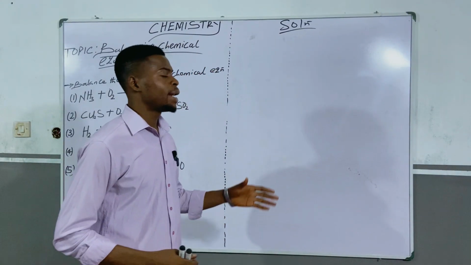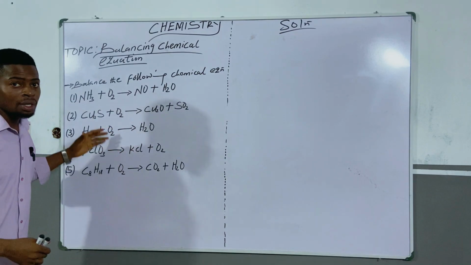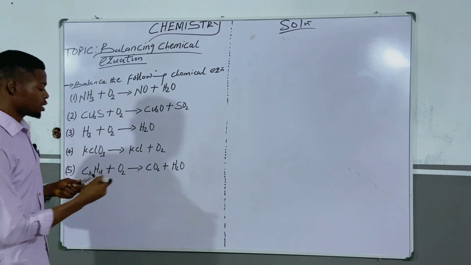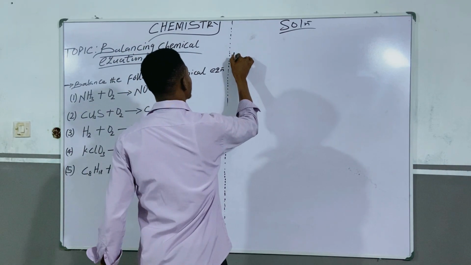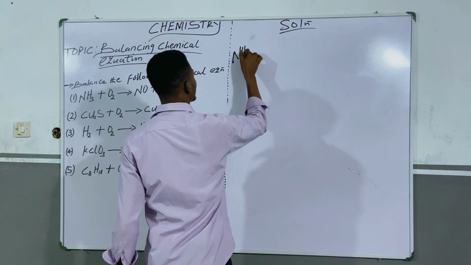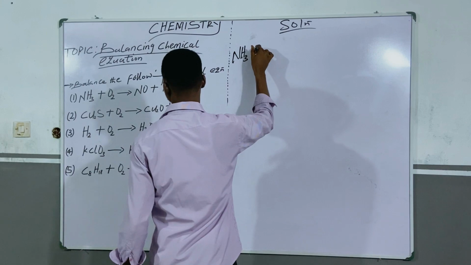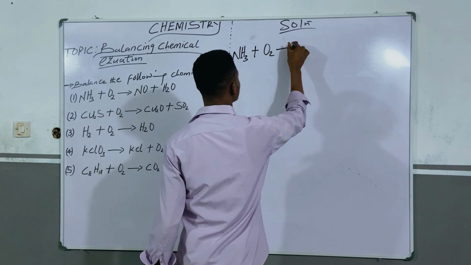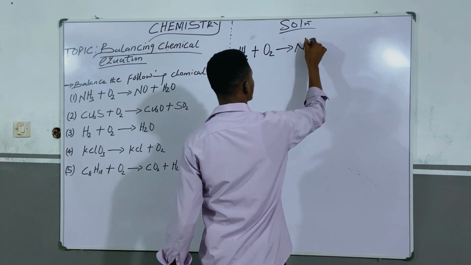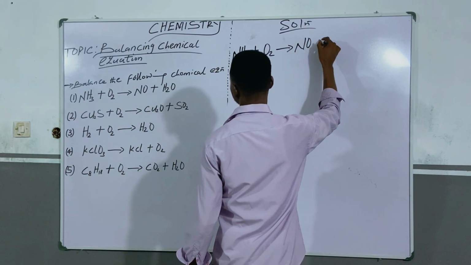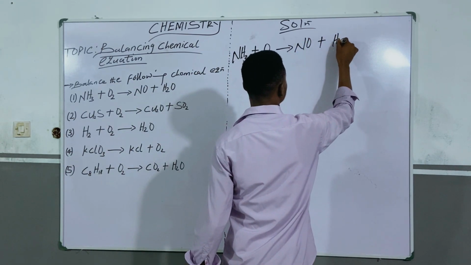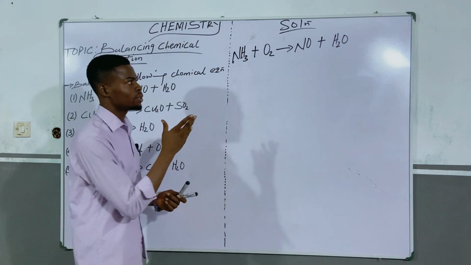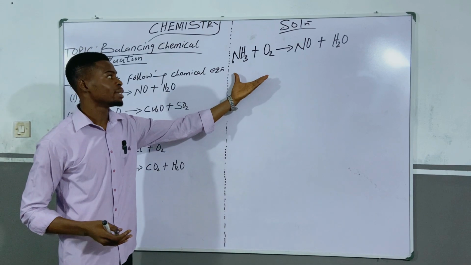Okay, now let's look at these questions one after the other. Let's balance this chemical equation. Now the first one here we have this ammonia reacting with oxygen to give us nitrogen 2 oxide and water. Okay, so this is the first question here. So we have to balance this chemical equation.